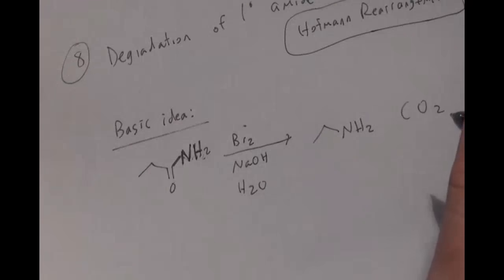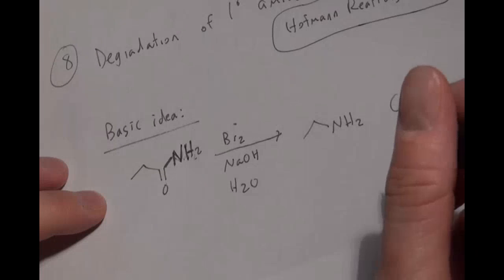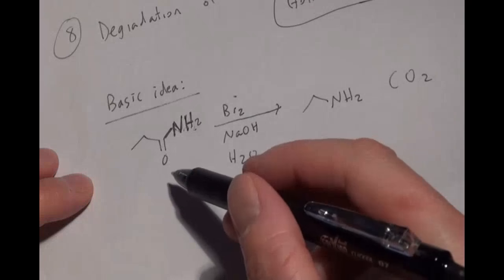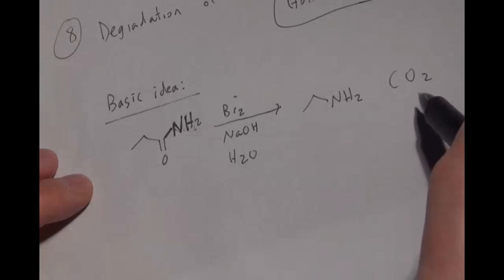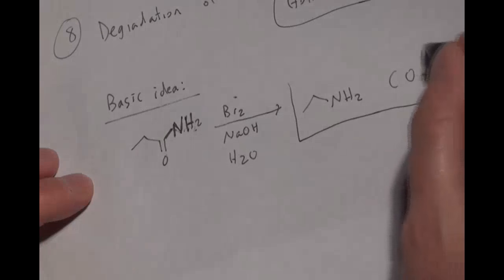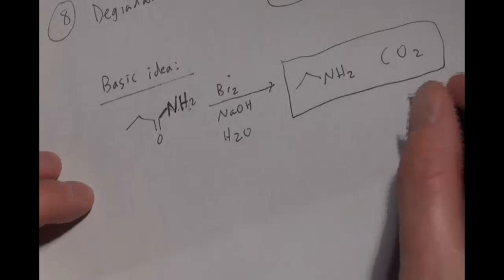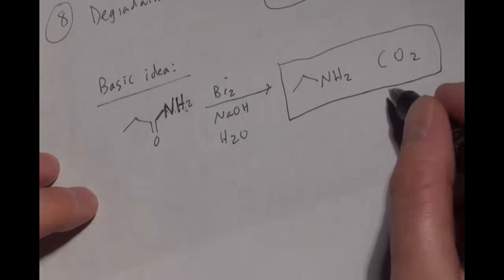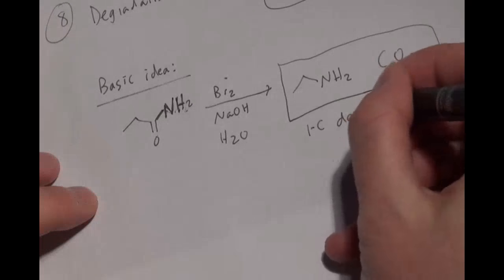Okay, and how does this work? Well, that's a great question for a mechanism. Great mechanistic question, right? How do we go from a 3-carbon molecule to a 2-carbon molecule? And then obviously CO2 is being formed, so that's another question of how that works. Well, let's draw a mechanism. Also, what do you think this might be called if we're losing a single carbon? It's called a 1-carbon degradation.